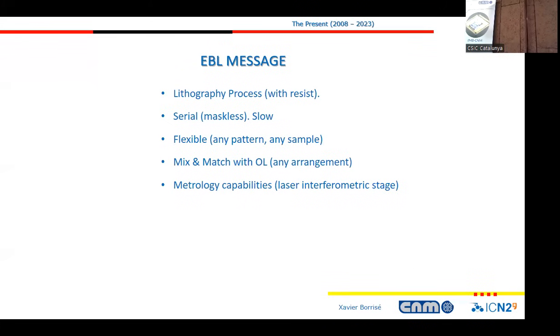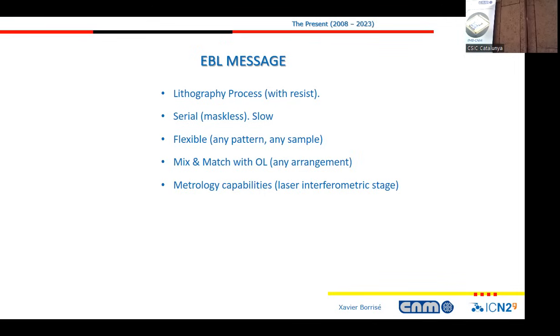As a summary, remember that this is a lithographic process, so we use a resist. It's a serial process, which is very slow and without a mask, but it's very flexible. We can mix and match with optical lithography, and we can do metrology or reverse engineering capabilities due to our independent system.